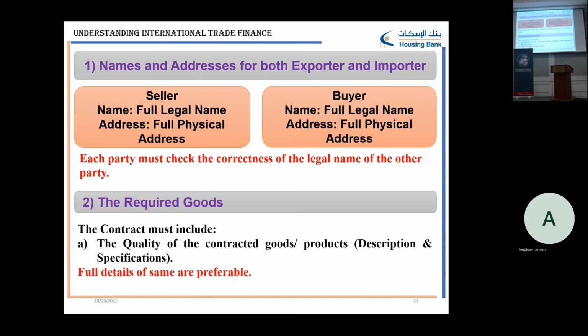Now the required goods, this is the second component of the sale contract. The contract must include the quality of the contracted goods, the products, description and specifications. I must insert what goods I need. Specification, please. It is a must to insert the specifications of the required goods, because any missing specification or item may affect these goods when I receive them in my country at the border. This is very important. Full details of the same are preferable. We need to insert full specifications of the goods. For example, if I will build a manufacturer, as you know, the machines, there is a link between them. If I miss any small item, then the big 2 items will not be matched. This is very important actually, to insert the full specification of the required goods.